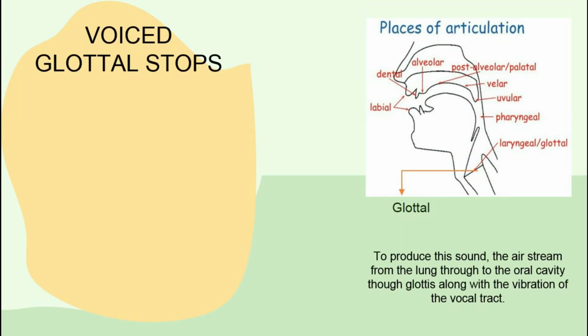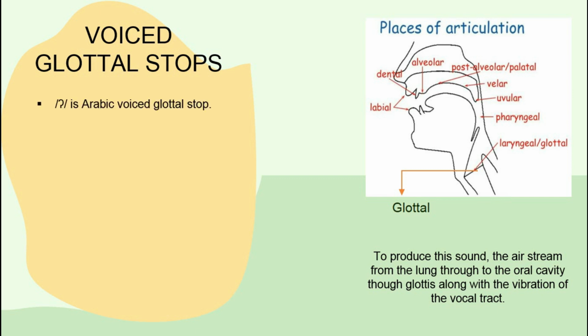First, the voiced glottal stop. It is produced at the bottom of the speech organ. The glottis is placed near the pharynx, located at the back of the speech organ. The voiced glottal stop can be produced clearly along with a vowel.